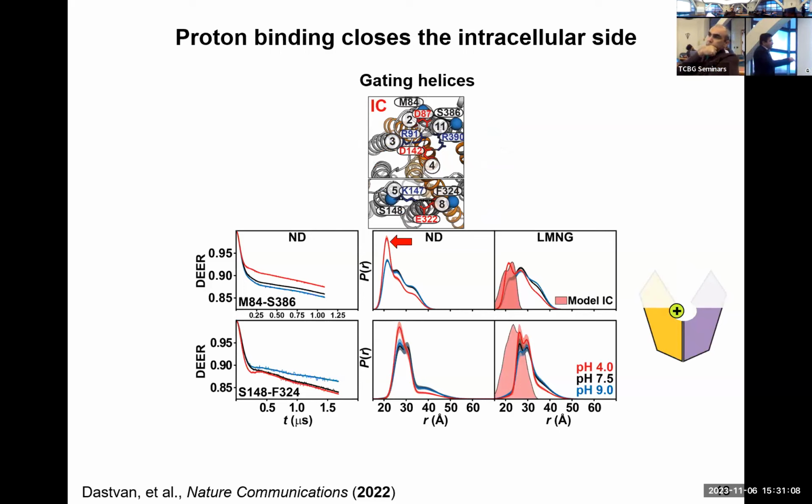So we have closing of the intracellular side of the protein. But at the same time, gates 5 and 8 cannot close completely. And by working on the other bacterial homolog, we could see that this could be one of the signatures of this family of the protein. Basically, in the inward closed conformation, gates 2 and 11 completely close, so it's asymmetric. Basic gating is asymmetric, and gates 5 and 8 actually stay open.